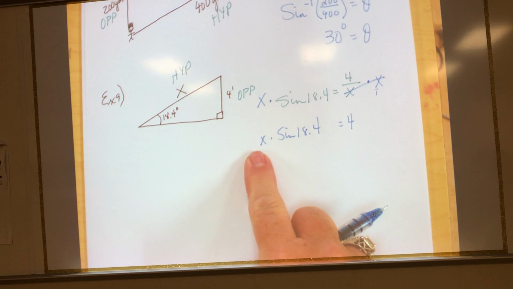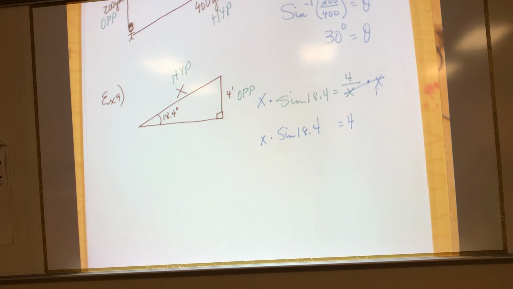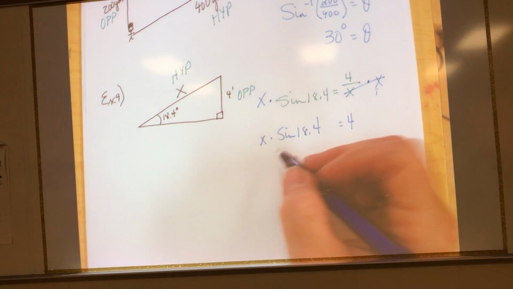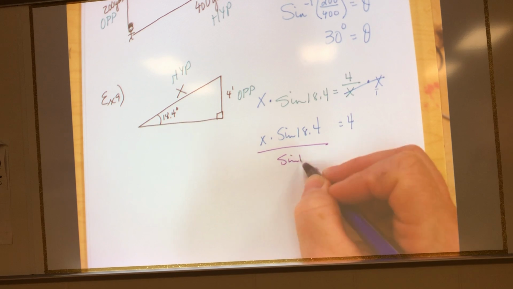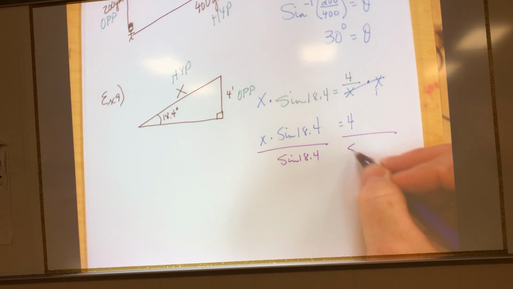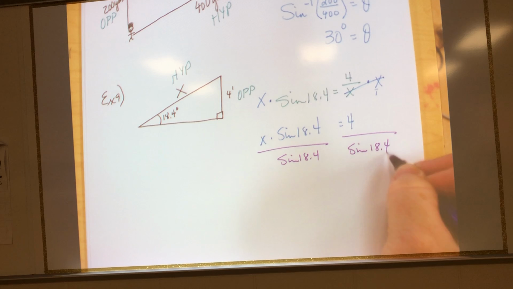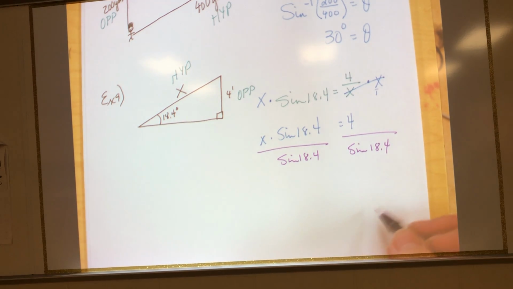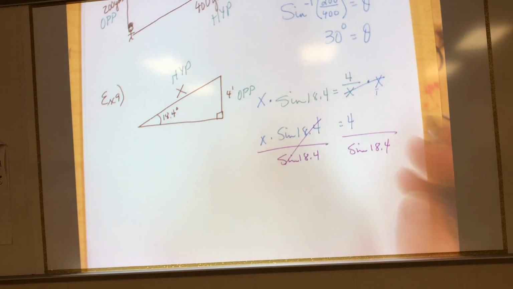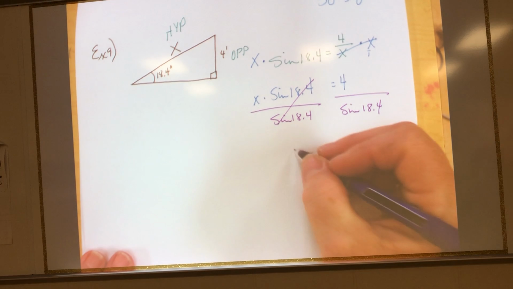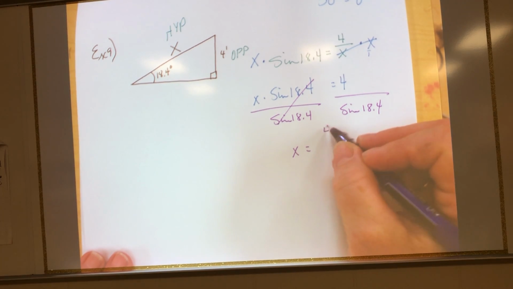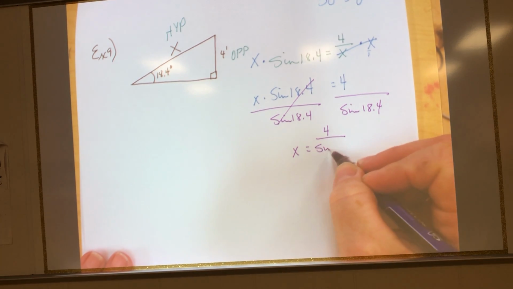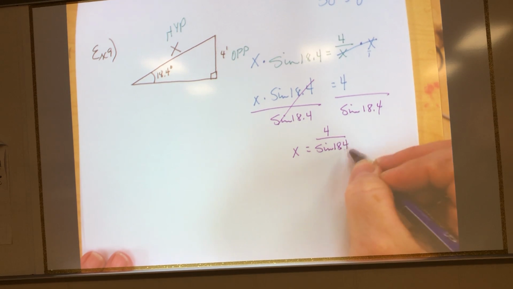I'm solving for x, people. Tell me what to do. Divide by sine. Now, normally right here, I'd say x is equal to, and I'd write my answer. But I'm going to rewrite it because I want to show you something. All right, x is equal to 4 over the sine of 18.4.